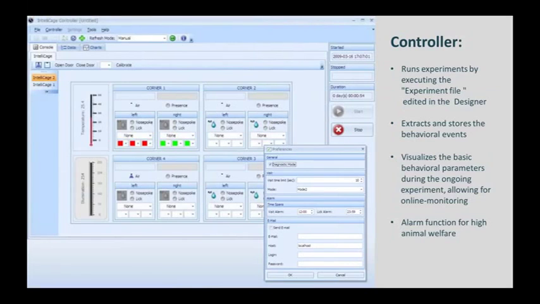The controller runs the experiment. The program stores the behavioral data and controls the actors, such as the doors or the air puff. A big advantage is the visibility of parameters during the ongoing experiment, which allows online monitoring, such as the development of a learning curve. The alarm function is a very important tool for animal welfare and is capable of informing the researcher via email if an animal did not drink for a specific period of time.